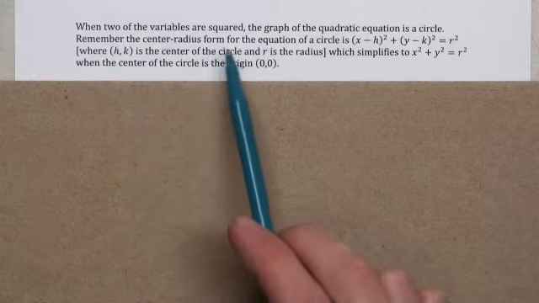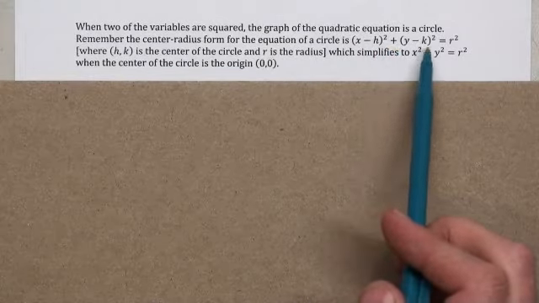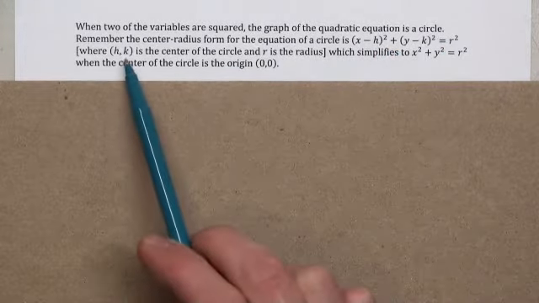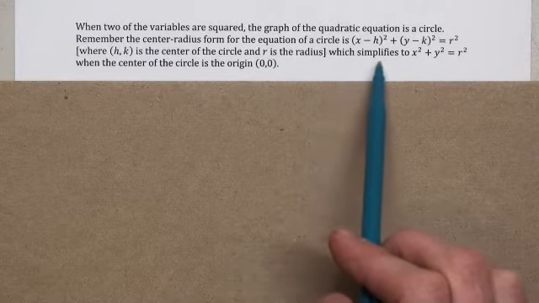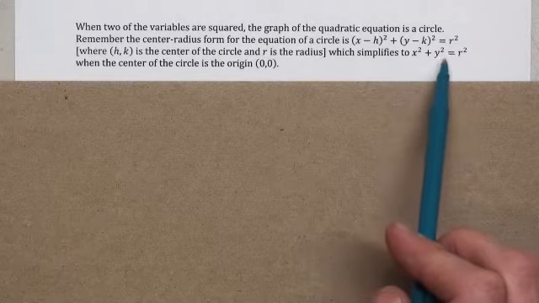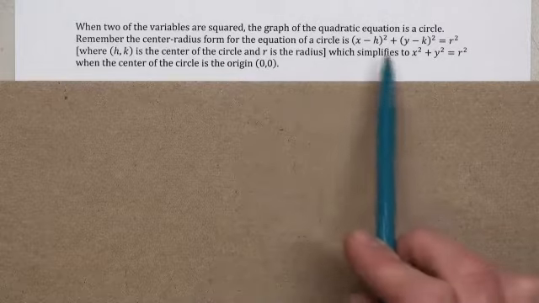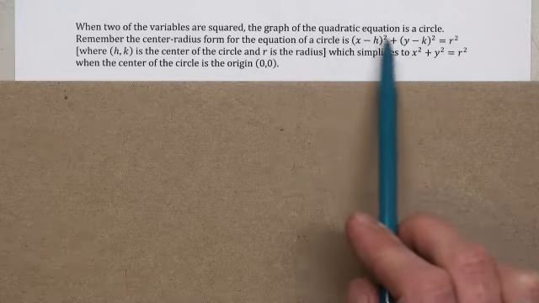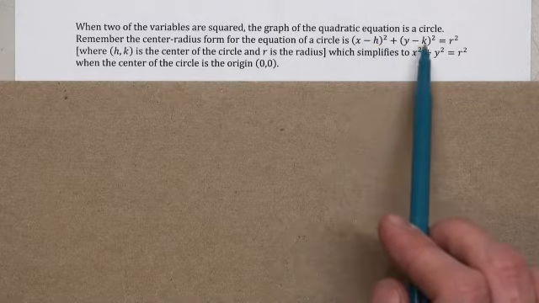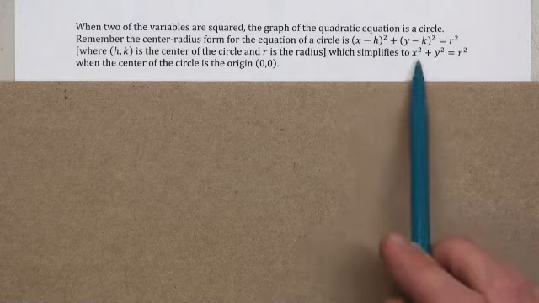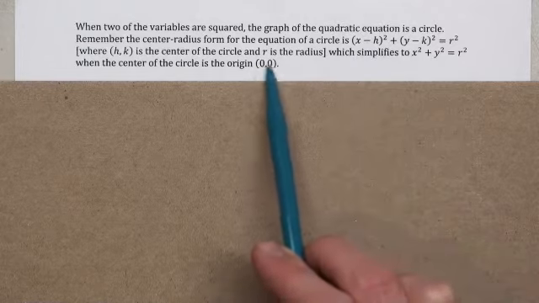So remember, the center radius form for the equation of a circle is x minus h squared plus y minus k squared equals r squared, where h comma k is the center of the circle and r is the radius, which can simplify to x squared plus y squared equals r squared when the center of the circle is the origin. In other words, this big long one is the equation that we're using. But if the center is 0, 0, that means h and k are zeros. So sometimes this equation can simplify to x squared plus y squared equals r squared. But that's only if h and k are 0.